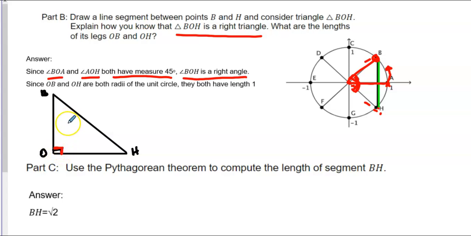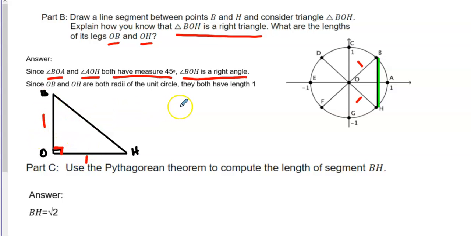Now the second part says, what are the lengths of OB and OH? OB is the radius, right? OB is the radius of the circle, which is 1. And OH is also the radius of a circle, which is 1, a unit circle. So we have 1 here.